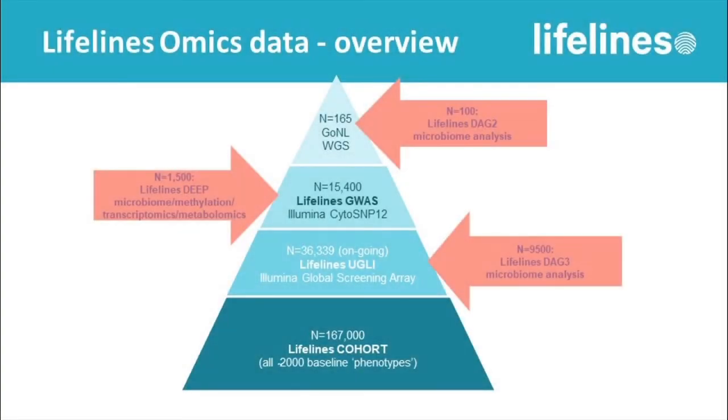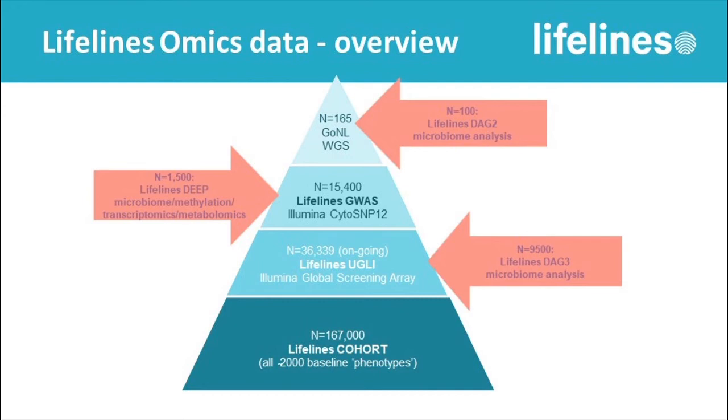Thank you, Bas. I will now give an overview on all the available genomic data at Lifelines. Here you can see a pyramid that summarizes which data was generated based on the Lifelines cohort. At the bottom of the pyramid, you can see the sample size of the Lifelines cohort, so 167,000 participants, of which we have approximately 2,000 phenotypes available.